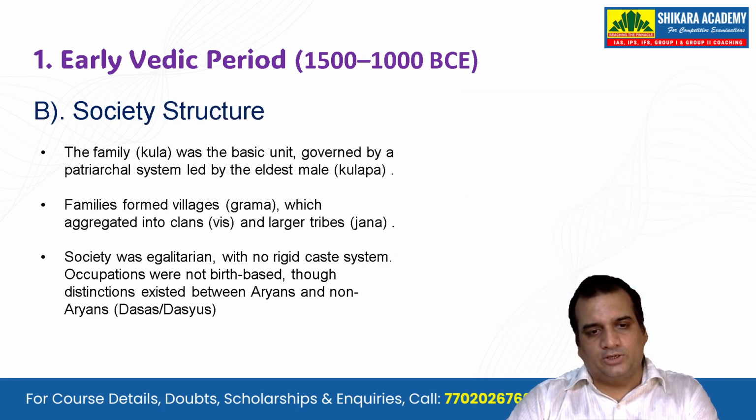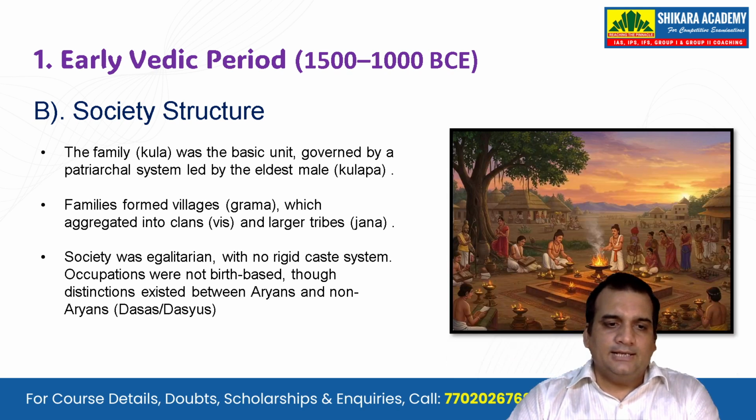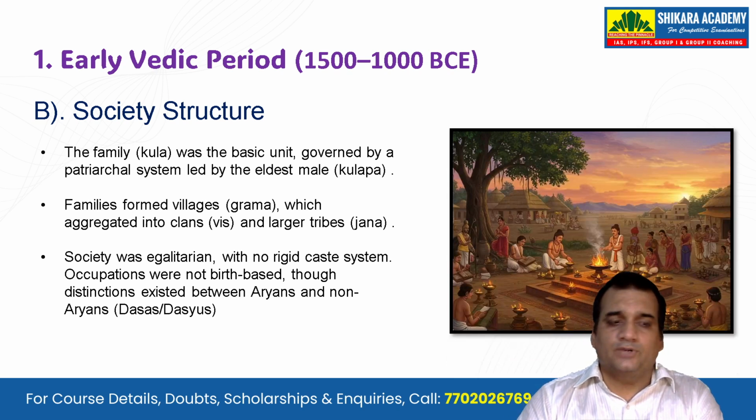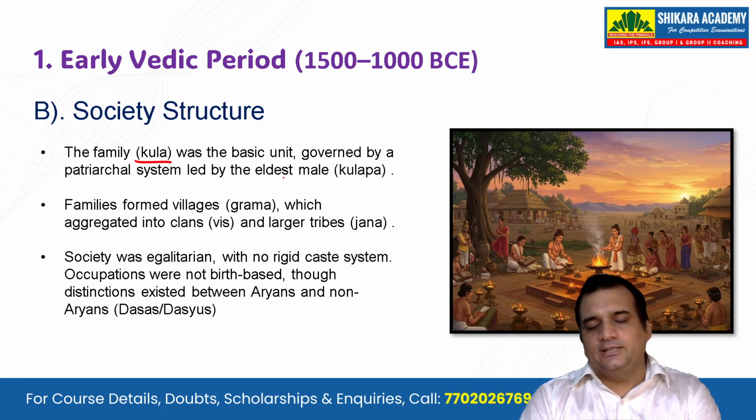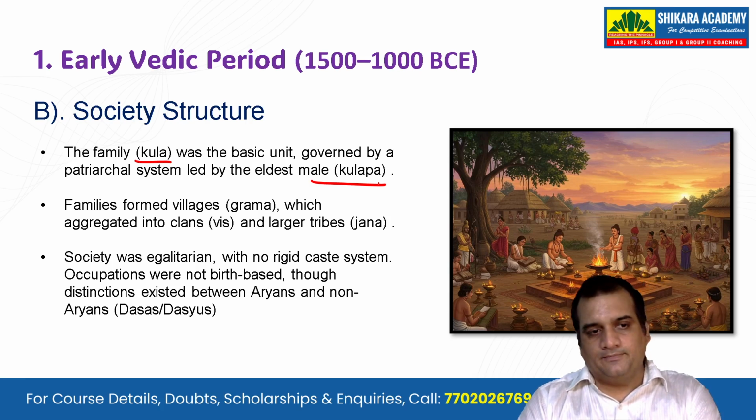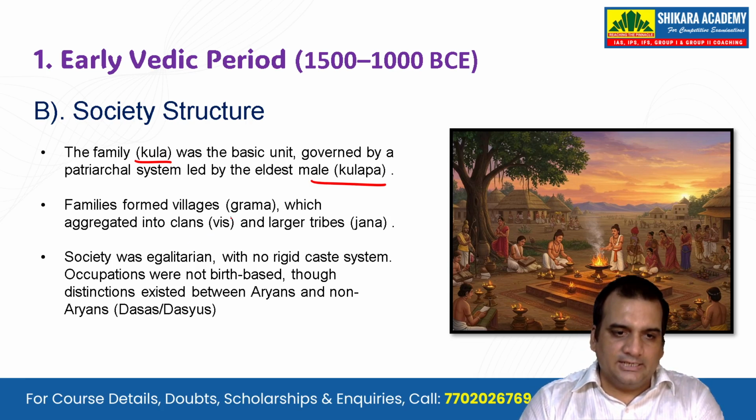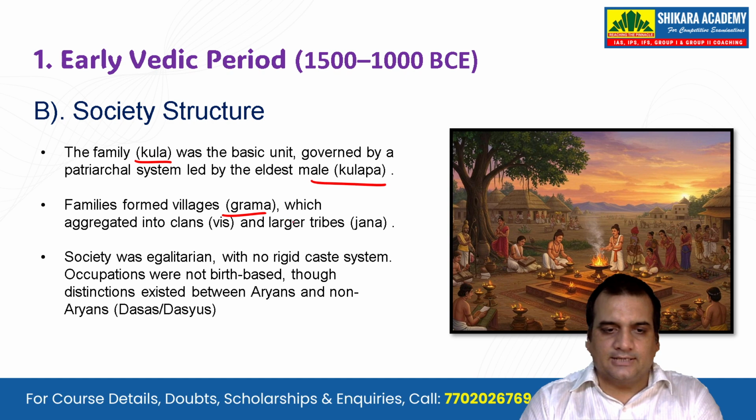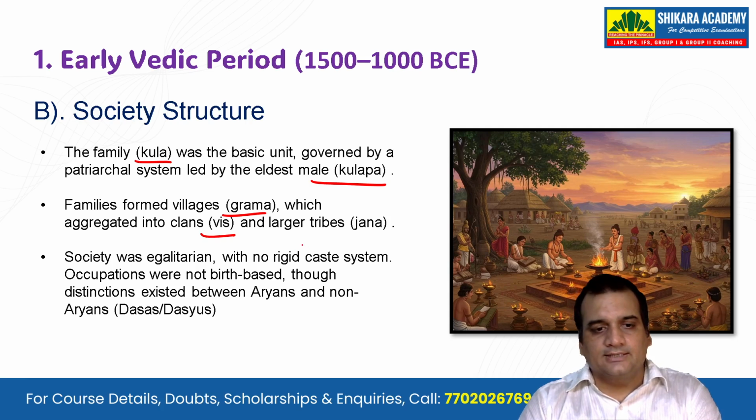So that is the important point which you should understand. Let's see the society structure. What was the society structure? The family or the kula was the basic unit, governed by a patriarchal system led by the eldest male, the kulapa. Families formed villages that were known as the grama, which aggregated into clans. Clans were known as the vis, and larger tribes were known as the jana.